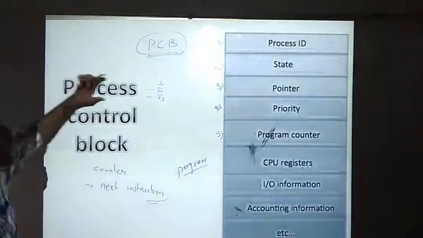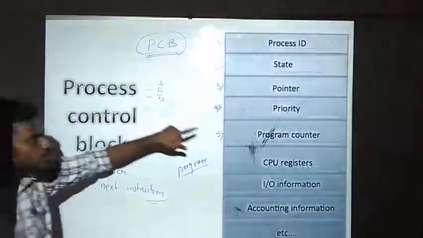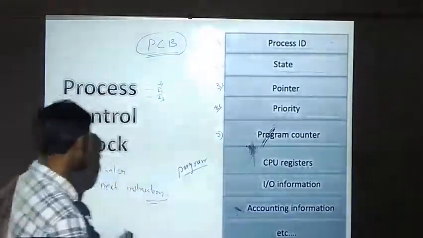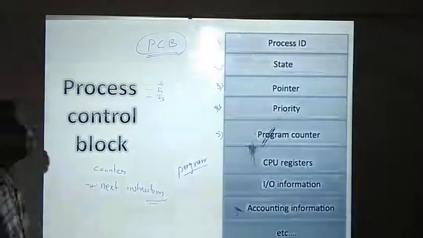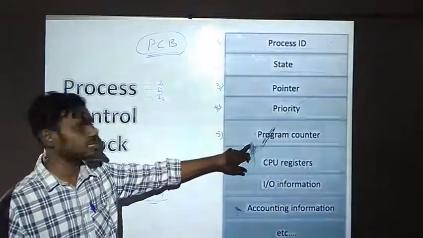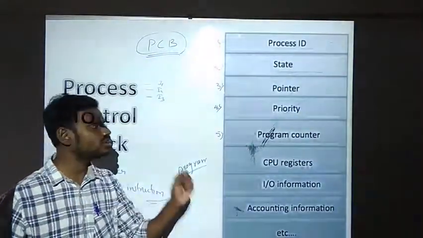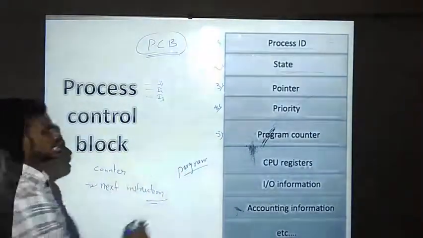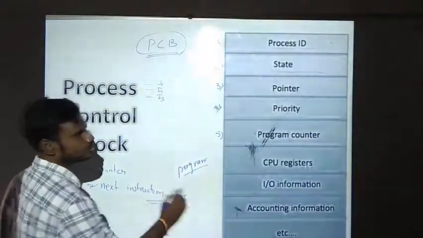When we are executing these processes, this program counter will locate us to the next instruction that has to be executed. That will be stored in the program counter. The program counter is a place where we will have the information about the next instruction that has to be executed.